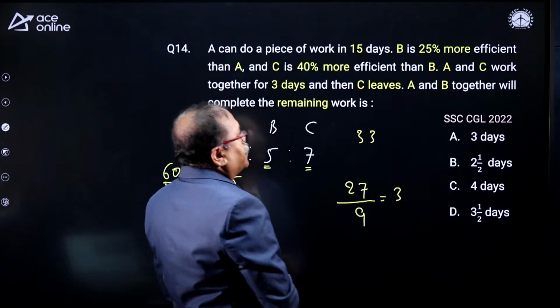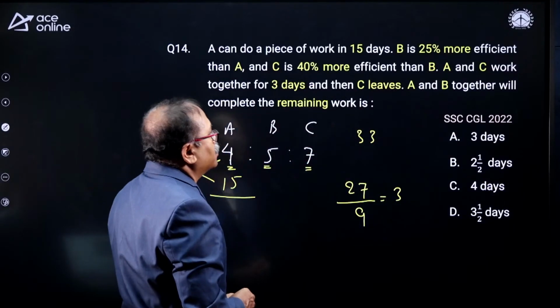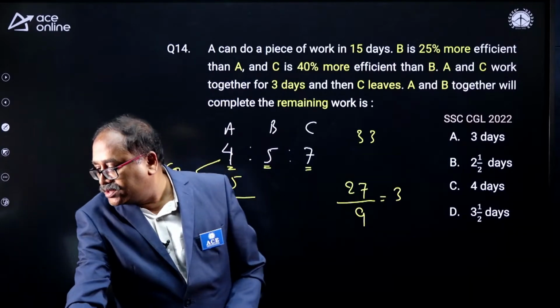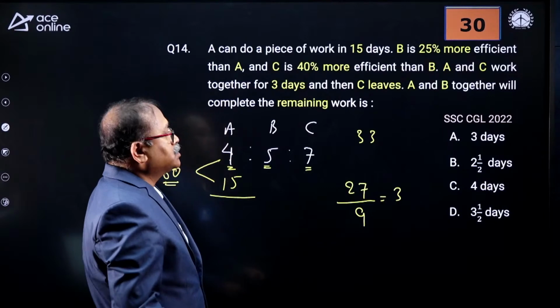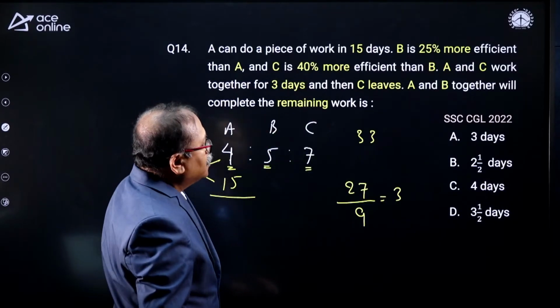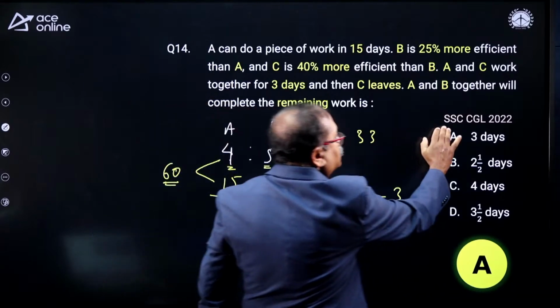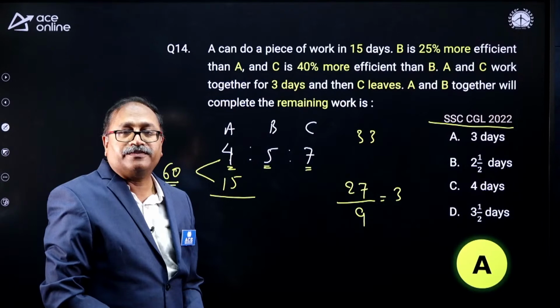Now what is the question here? The question says A and B together will complete the remaining work in 3 days. My answer should be A. Can anyone answer the question? Okay. So this is what my answer is, A. And you can see that we are discussing the SSC CGL previous year question 2022.